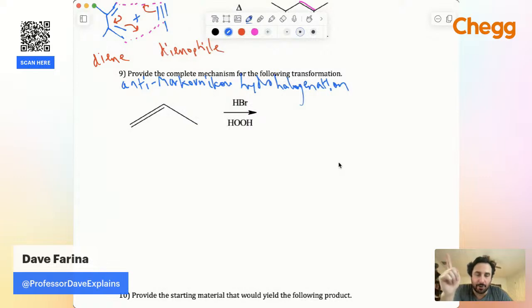So how does this work? Students will learn this in the absence of peroxides, and that's a very simple mechanism. The pi bond grabs the proton, bromide attacks the more substituted carbocation, done and done. Very simple. This one is a little more tricky because it's going to proceed via a radical mechanism. So the radical mechanism goes like this.